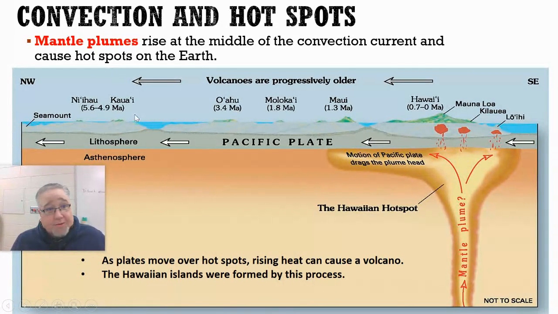So, for example, these islands over here, Kauai and Oahu and Molokai, all these islands. These are all non-active volcanoes. But at one time, these islands, these volcanoes, were on top of the hot spot because they've moved away from that hot spot. They're no longer above that area where that magma can reach the surface.